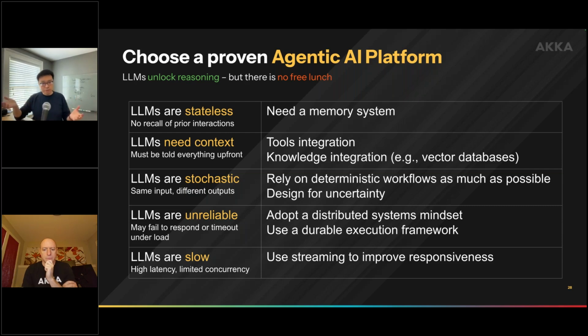Their failure characteristics are not particularly good. So you really want to adopt a distributed systems mindset. An LLM can fail at any moment in time, and you want to use a durable execution framework. And then finally, LLMs are slow. They're high latency with limited concurrency, so you want to use streaming to improve responsiveness.